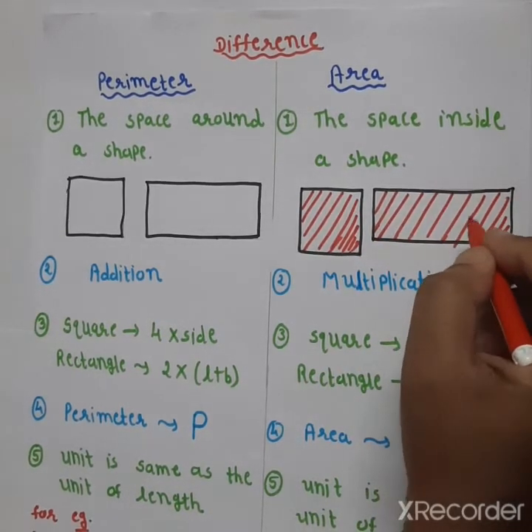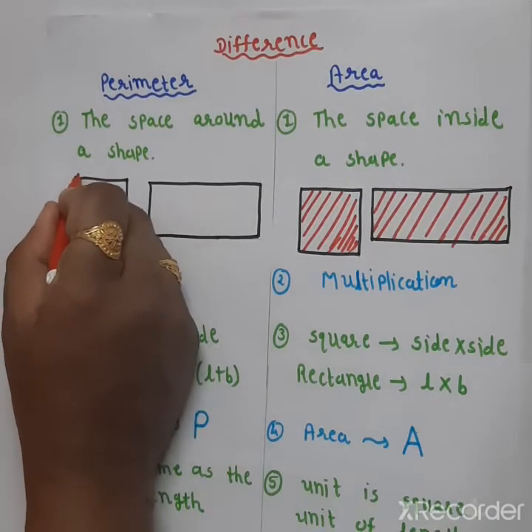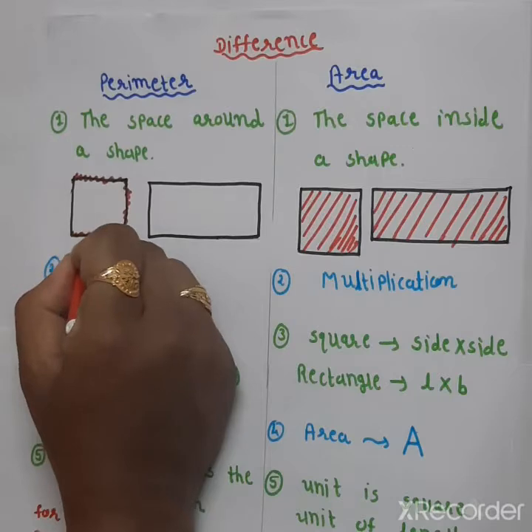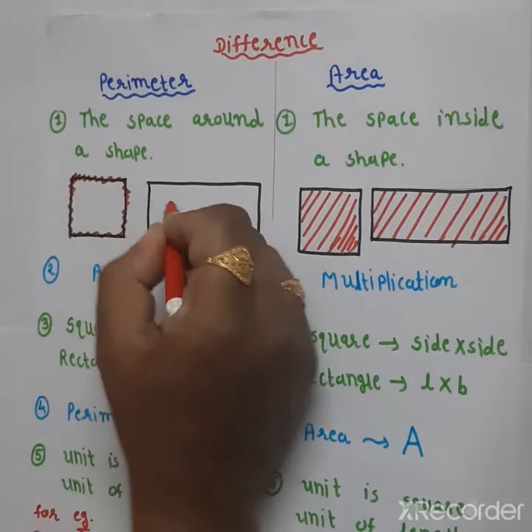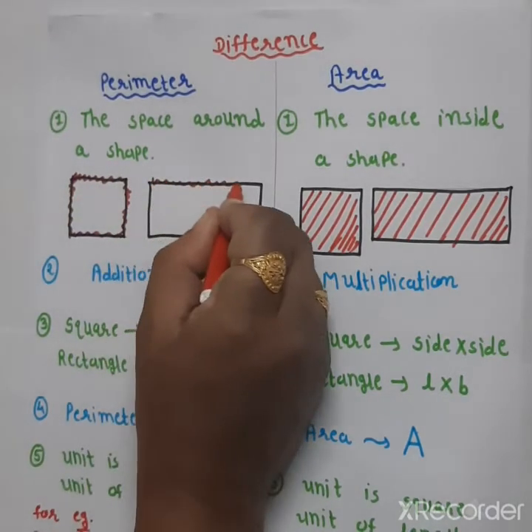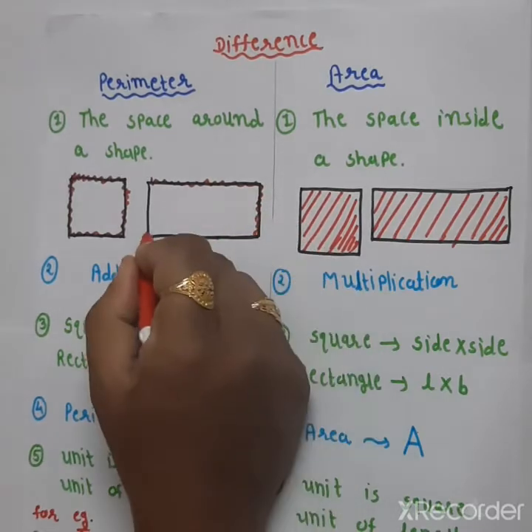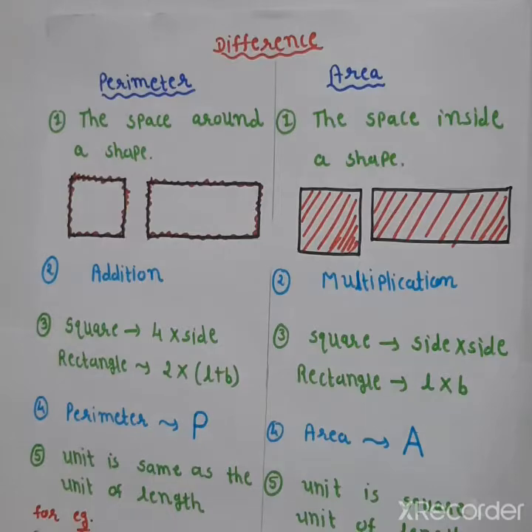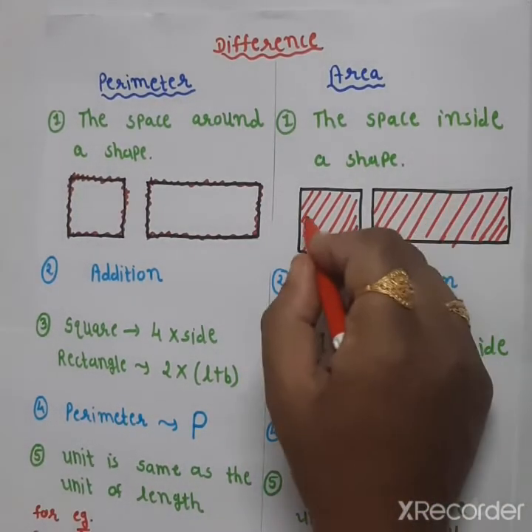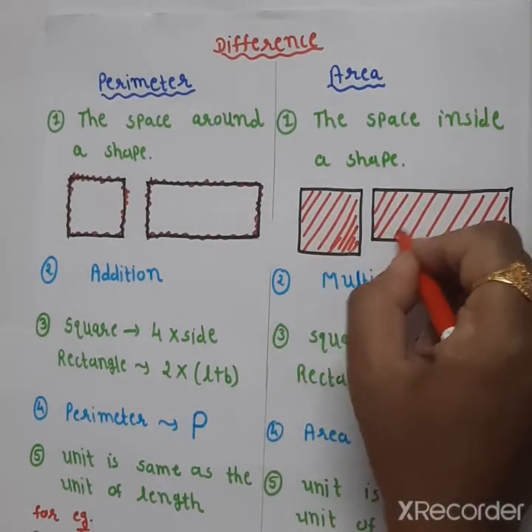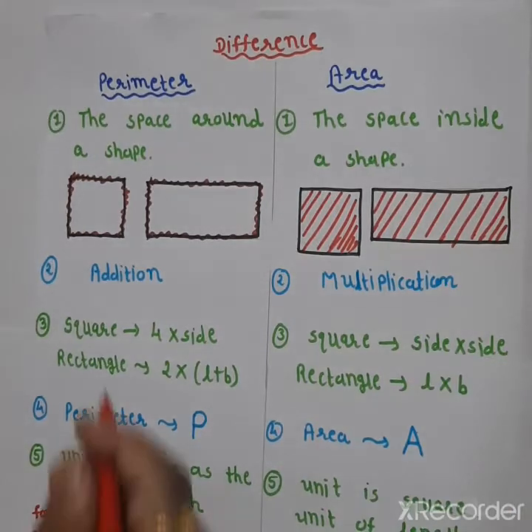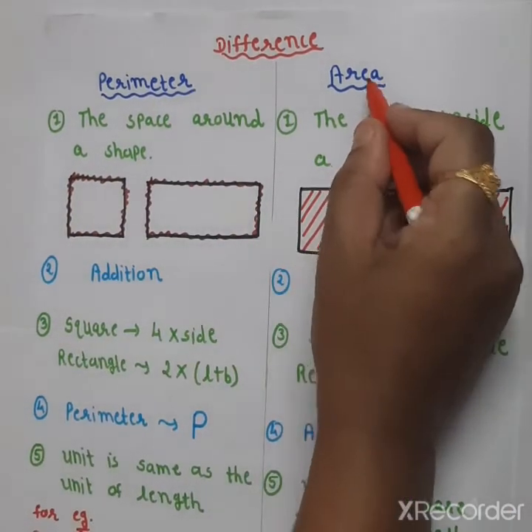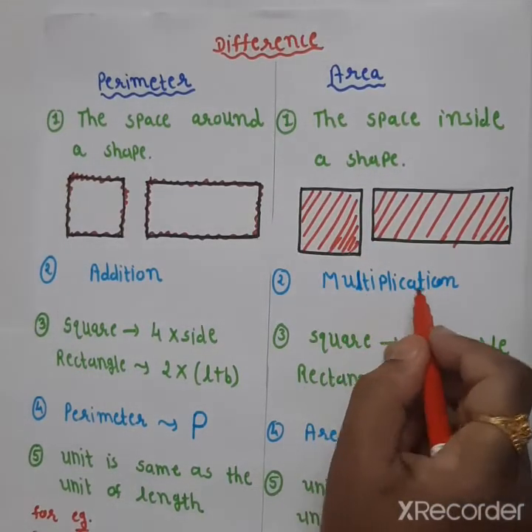Okay, that means for perimeter we will go through the boundary. These are the boundaries. When we find the perimeter, we will make use of these boundaries, and when we find the area, we will make use of the area inside the given shape. To find perimeter, we are using addition. To find area, we are using multiplication.